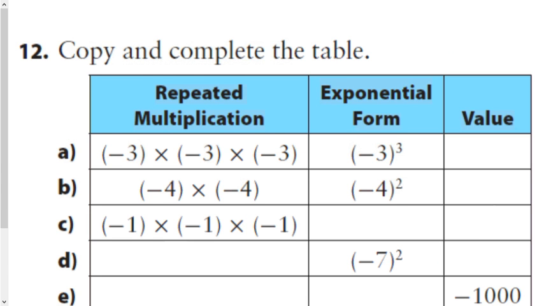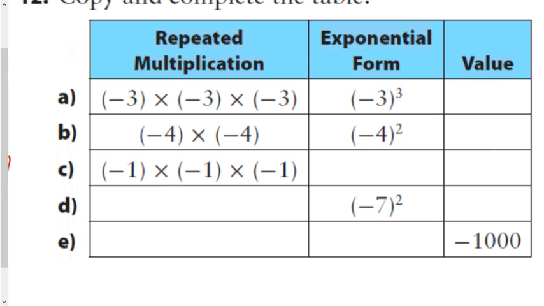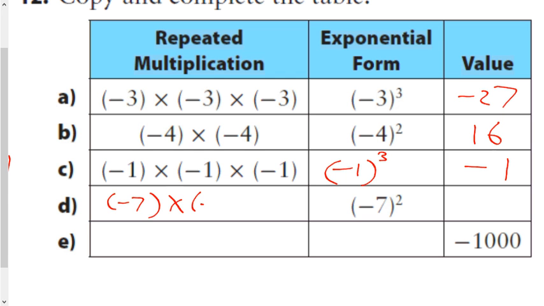Question 12 is a continuation of what we've been doing. So negative 3 multiplied by itself thrice would be negative 27. Negative 4 squared would be a positive 16. Negative 1 multiplied by itself 3 times is negative 1 in brackets cubed; without the brackets, it's wrong. Standard form, negative 1. Negative 7 squared is negative 7 multiplied by negative 7, which in standard form is positive 49.